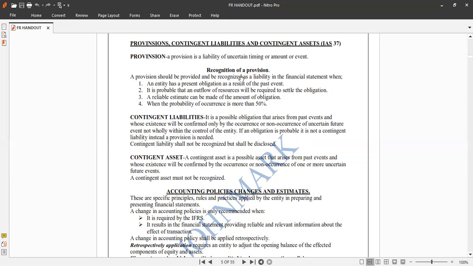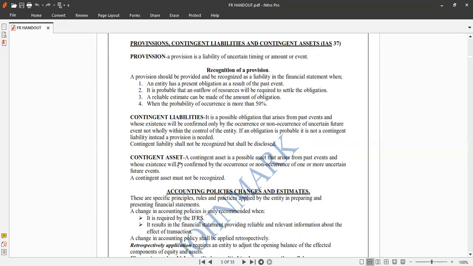Now, recognition of provision. Note that a provision should only be recognized if the probability of occurrence is more than 50%. That's when the provision should be recognized. If the probability of occurrence is less than 50%, it should not be recognized. Rather, it should only be disclosed. So a provision should be recognized as a liability in the financial statements when, number one, an entity has a present obligation as a result of a past event. Then it's probable that an outflow of resources will be required to settle the obligation. Then a reliable estimate can be made of the amount of the obligation. And also when the probability of occurrence is more than 50%, that's when we recognize a provision.